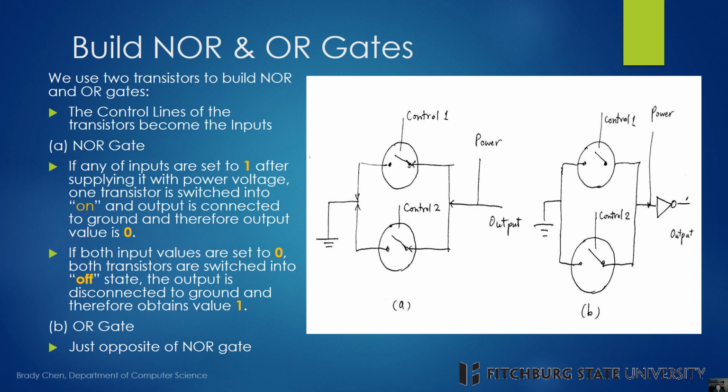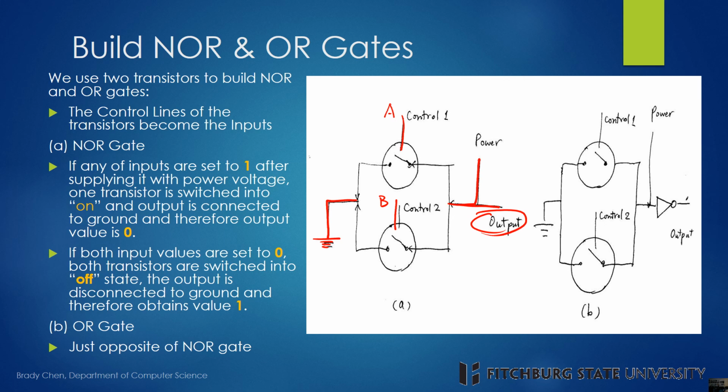Okay, so let's take a look at the diagram here. The 2 transistors use a parallel connection. Transistor 1 has control line 1, and we call it A. Transistor 2 uses control line 2, and we call it B. Now the collector side of both transistors is connected to the power source, and also serves as the output. Now the emitter side of both transistors is grounded.